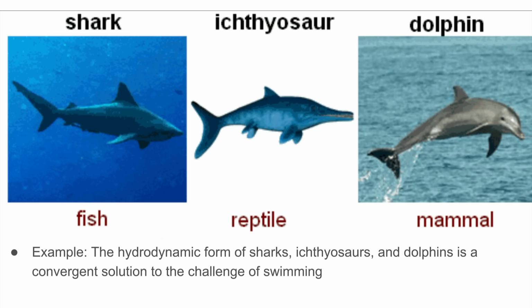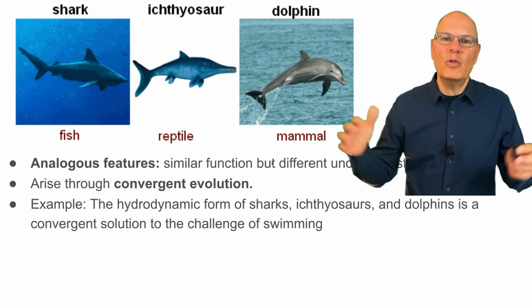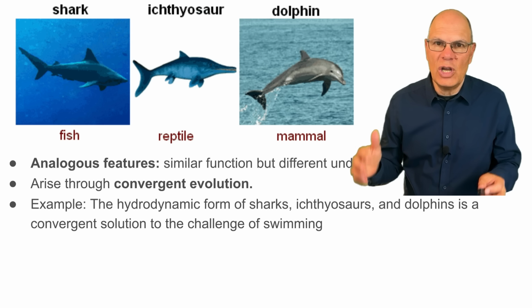And an example is shown here. We have sharks, we have ichthyosaurs, an extinct kind of reptile, and we have dolphins. They all have a hydrodynamic form, and that's a convergent solution to the challenge of swimming.